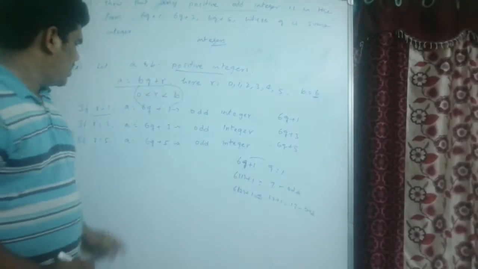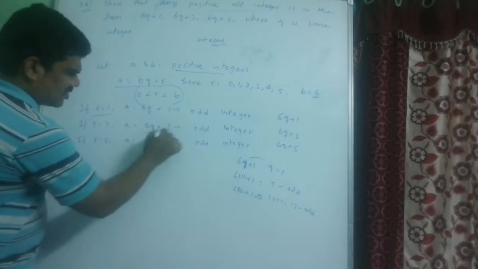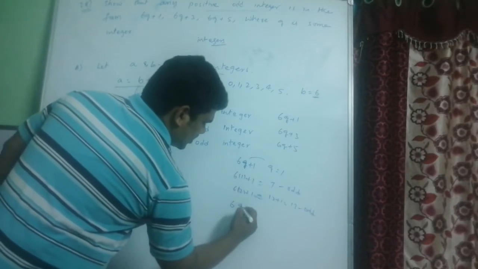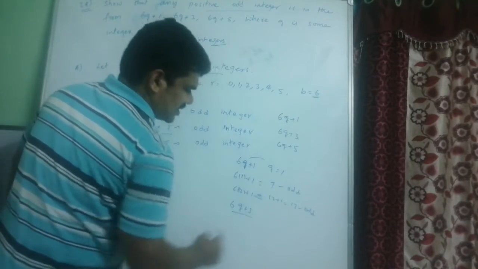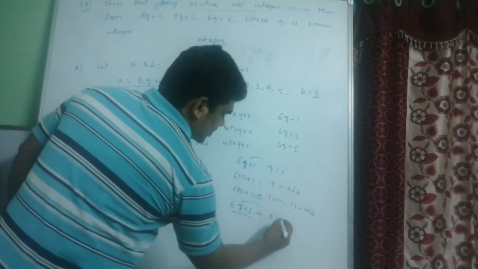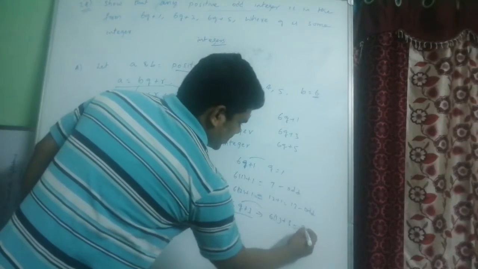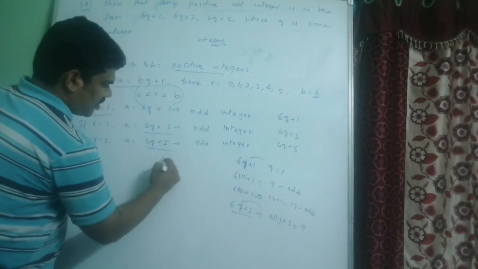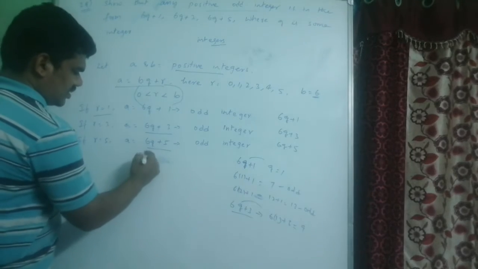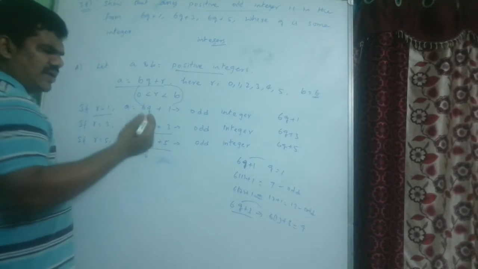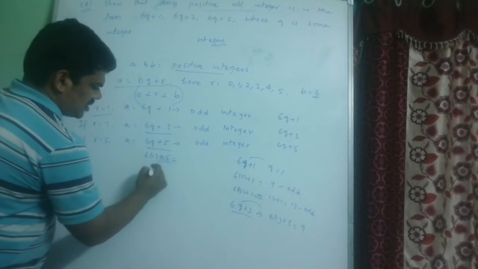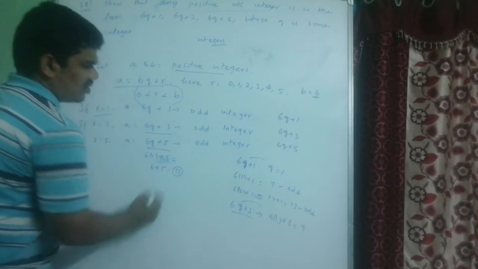Okay, and the second one, same to same, 6q plus 3, 6q plus 5. For example, 6q plus 3: 6 into 1 plus 3 is nothing but 9. So 9 is an odd number. In the same way, for 6q plus 5, you can take q as any number, for example 6 plus 5 is 11. 11 is an odd number.